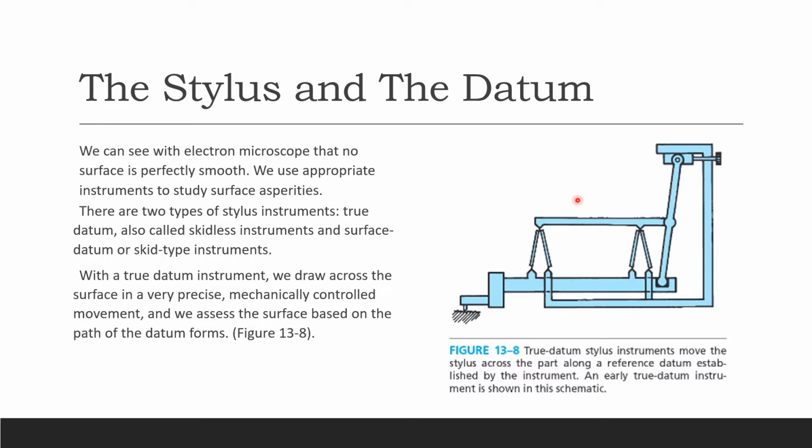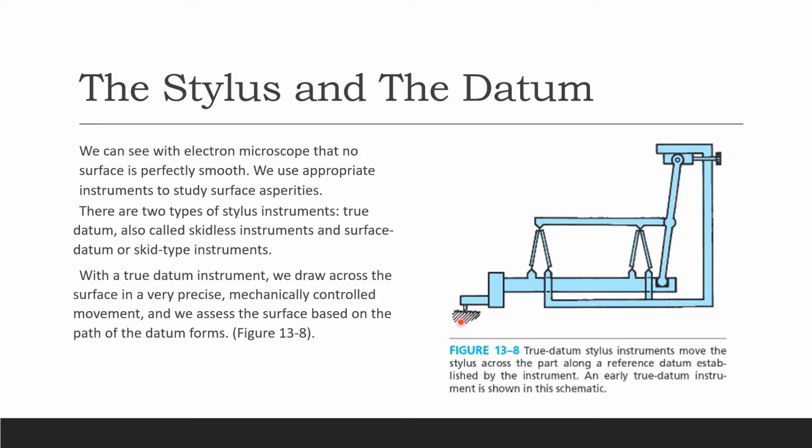So here you can see in figure 13.8 is your true datum stylus instrument, and it's going to move the stylus right here, okay, across the part along a reference datum established by the instrument. So an early true datum instrument is shown in this picture. With a true datum instrument, we draw across the surface in a very precise, mechanically controlled movement. Okay, now you can see like that, and we assess the surface based on the path of that datum.